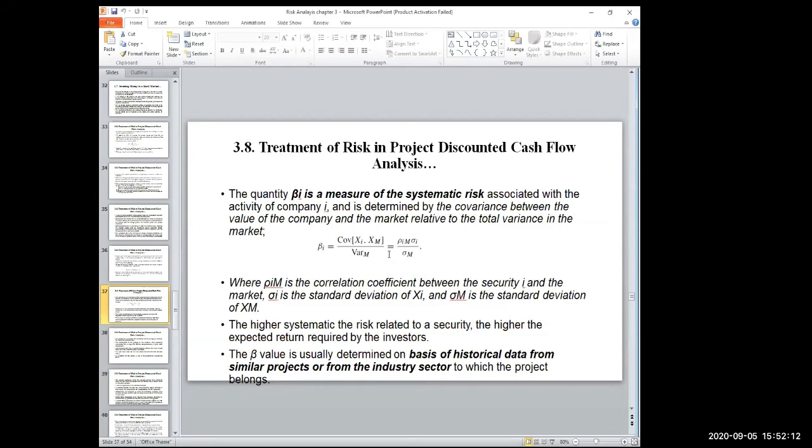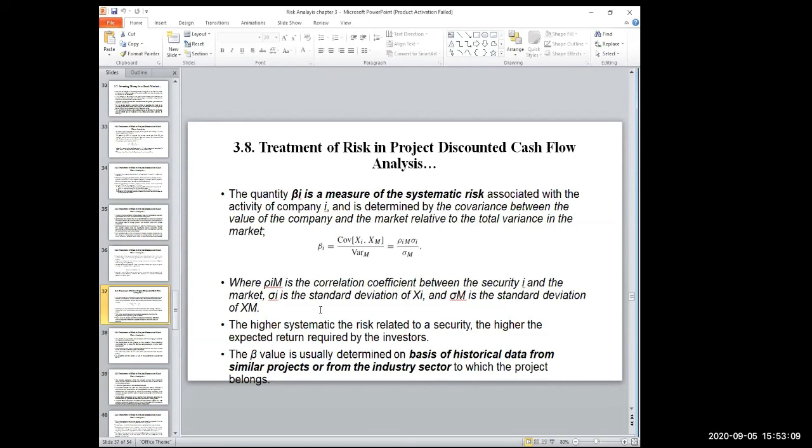So in this case, we can say beta is determined by the covariance between the value of the company, XI, and the market, relative to the total variance. Which means covariance between the value of the company, that is investment X, and the market, divided by the variance in the market, right? Or you can use this, where this one is the correlation coefficient between security I and the market, and the standard deviation of XI, and the standard deviation of M is the standard deviation of XM, which means the value of the company or the project times market value.